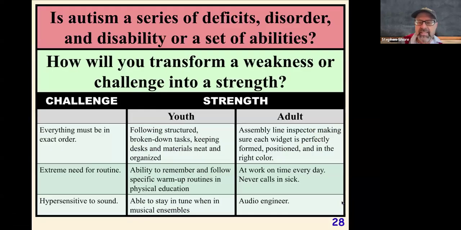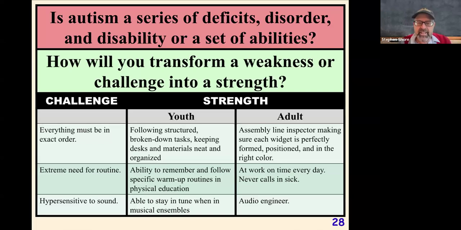So as we close out today's webinar, my question is, do we continue to consider autism as a series of deficits, disorder, and disability, or is it a particular set of abilities? What are we going to do to take those 4 A's of autism: awareness, acceptance, appreciation, followed by action, to promote fulfilling and productive lives?